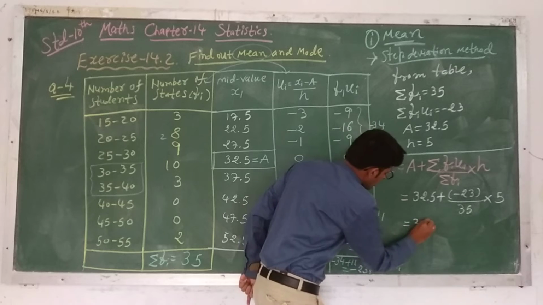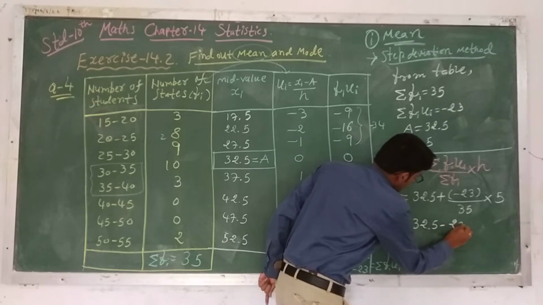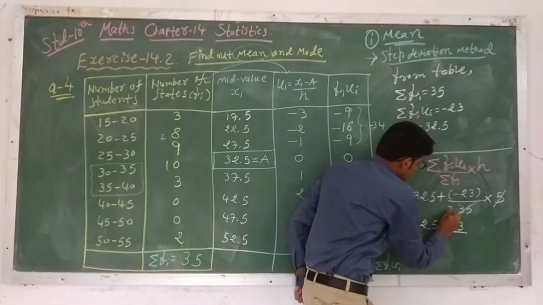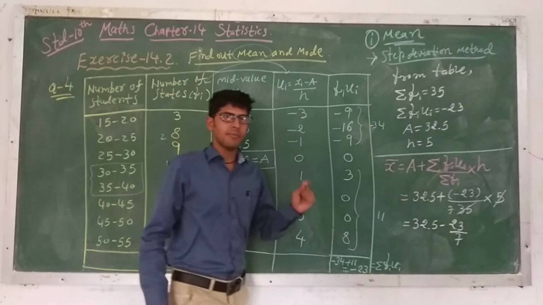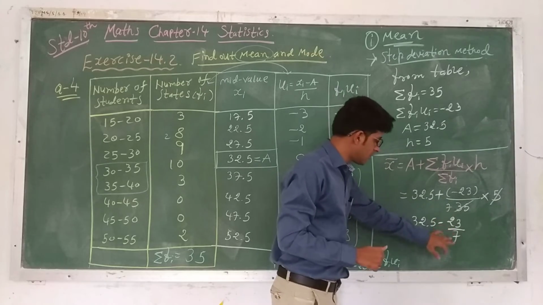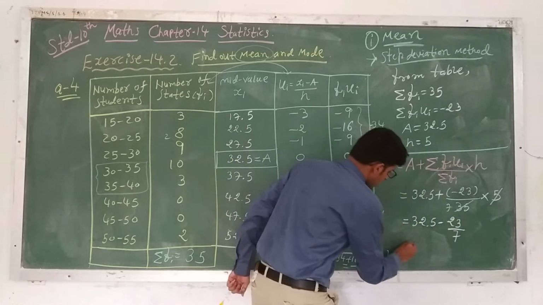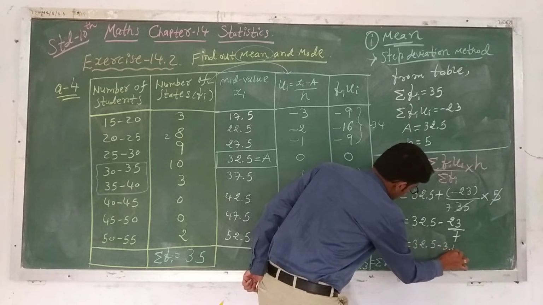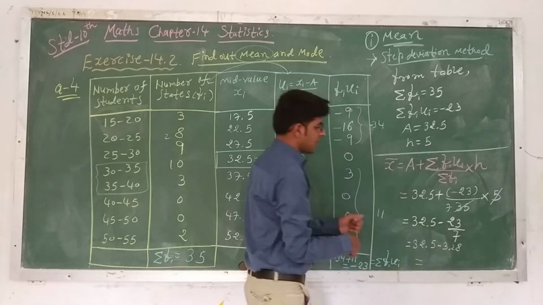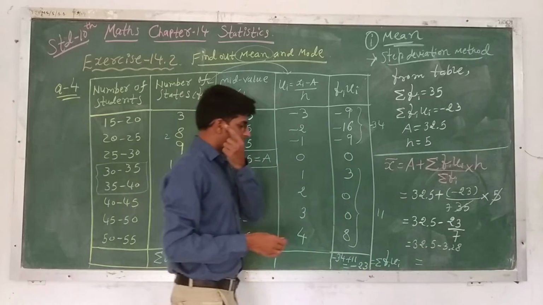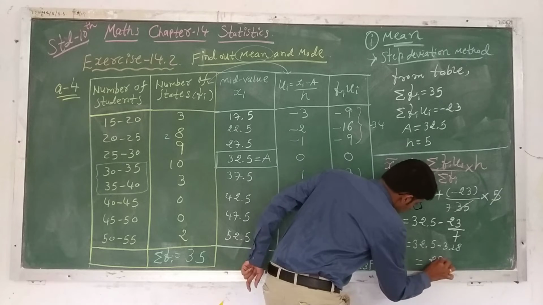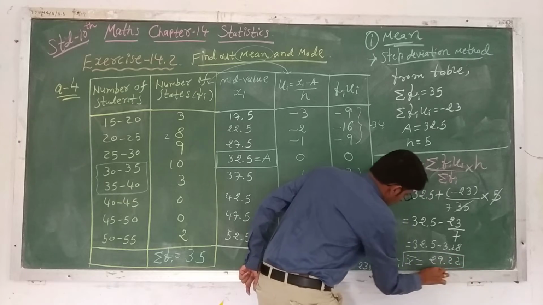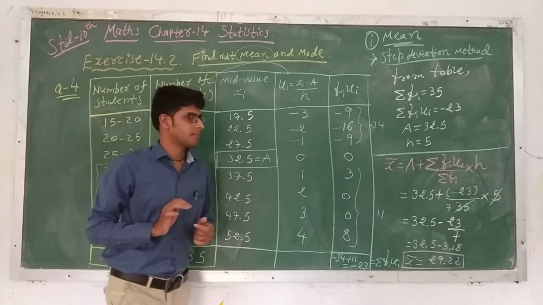This is equal to 32.5 minus 23 divided by, here we have to cancel out: 5 sevens are 35, 5 sevens are 35. So 23 by 7, the answer will be 3.28. So right now 32.5 minus 3.28. Now subtract from 32.5, so the answer will be 29.22. So x bar is equal to 29.22.